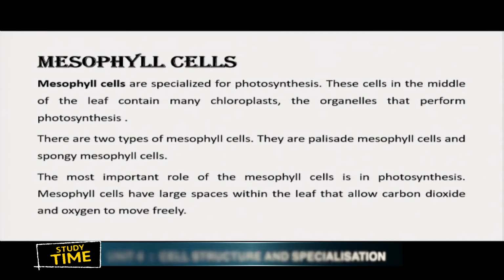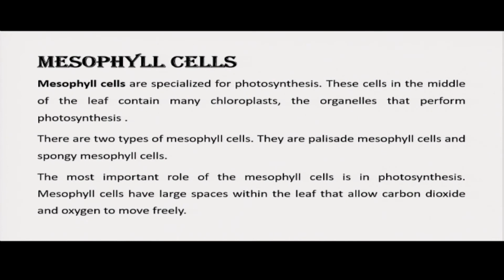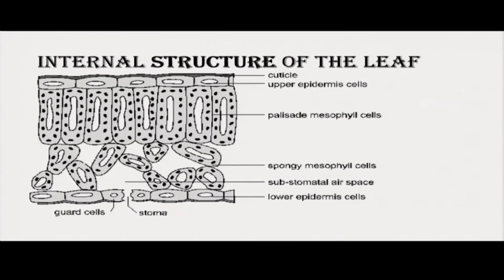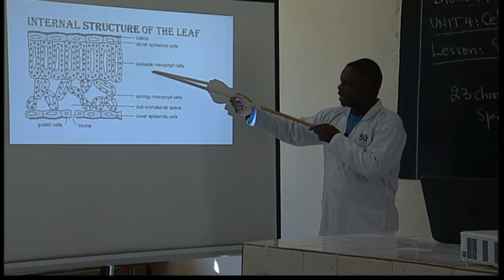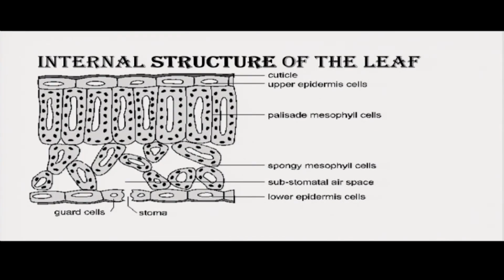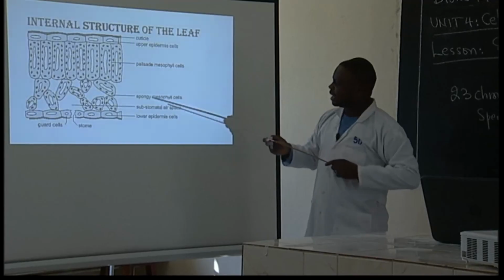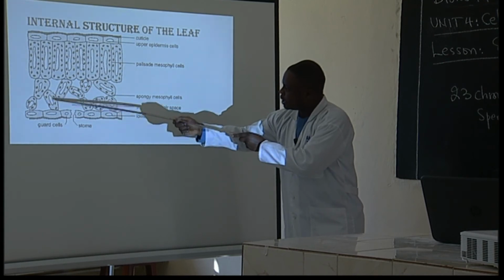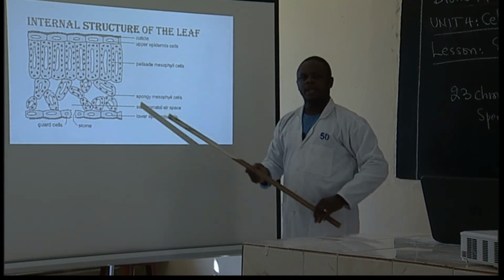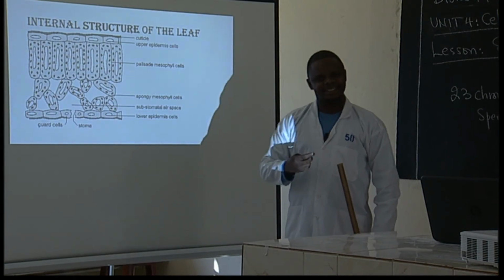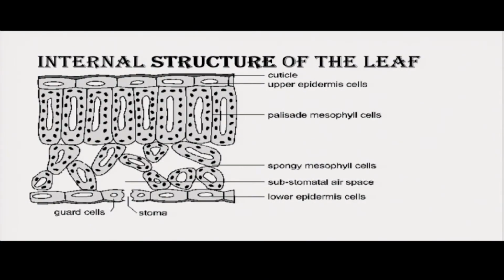Then, students, we also have cells in plants which have particular functions. We can take the example of mesophyll cells. Mesophyll cells are of two types. We have what we call palisade mesophyll cells. We also have what we call spongy mesophyll cells. These are palisade mesophyll cells. These are spongy mesophyll cells. How are these cells important? How are they adapted to perform their functions?